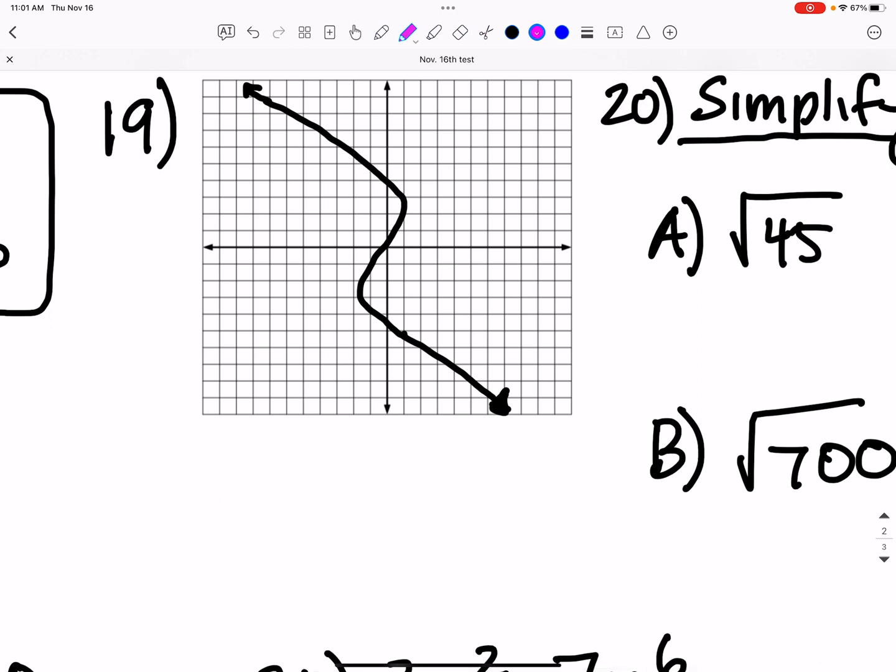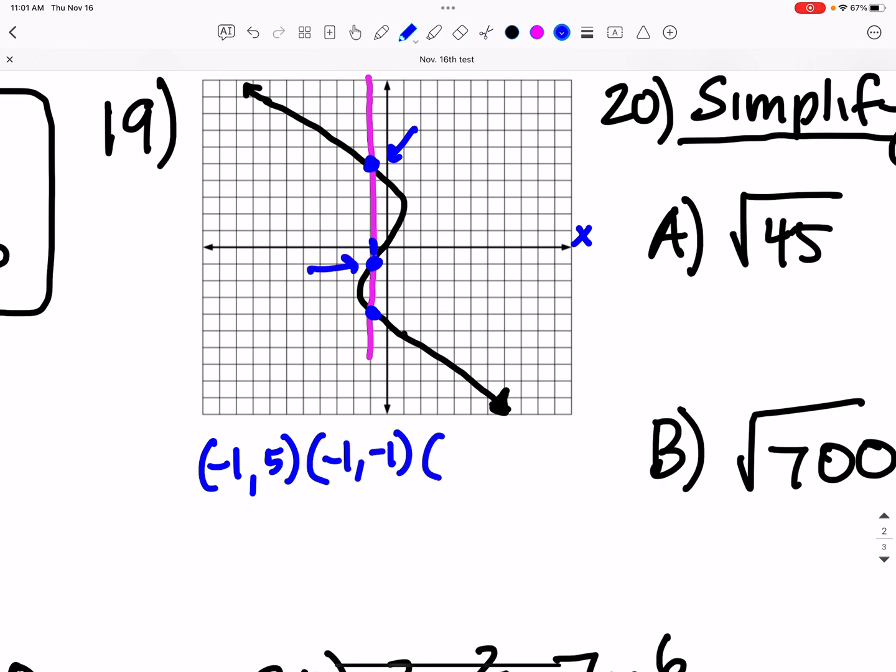This one, not a function, because if I do a vertical line test right here, I hit a bunch of spots. I hit right here, I hit right there, I hit right there. And on the x line, this is negative 1. So when we try negative 1, is this spot going to happen, which is negative 1, 5? Is this spot going to happen, which is negative 1, negative 1? Or is this spot going to happen, which is negative 1, negative 4? So yeah, illegal. You cannot have things directly on top of each other, because what happens if I hit negative 1? I don't know. In a graph, if they're on top of each other, illegal.